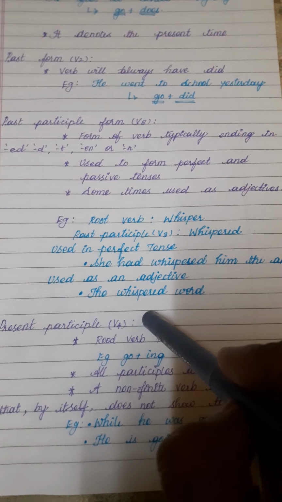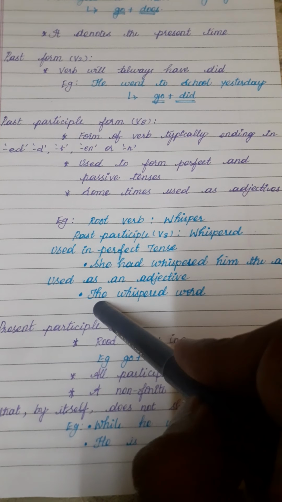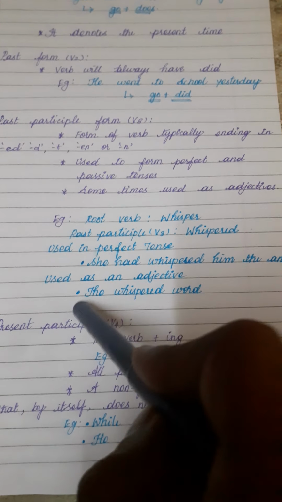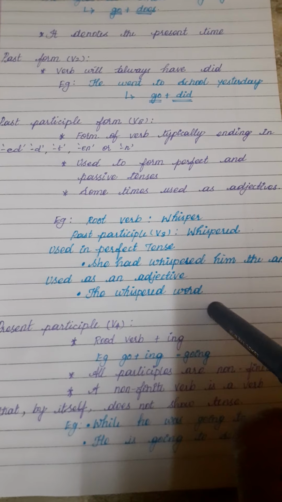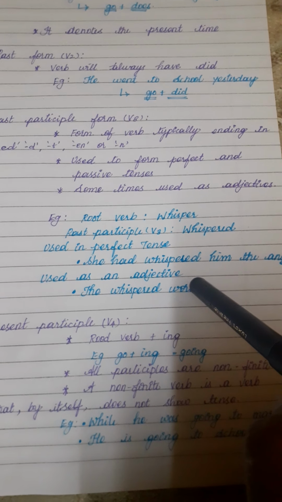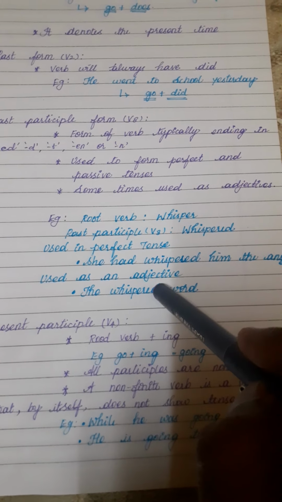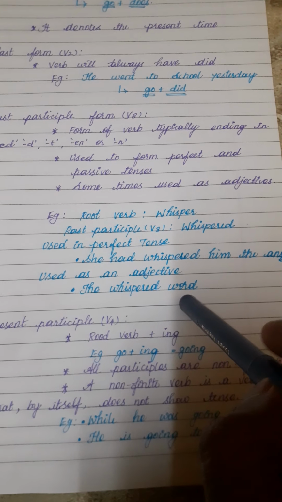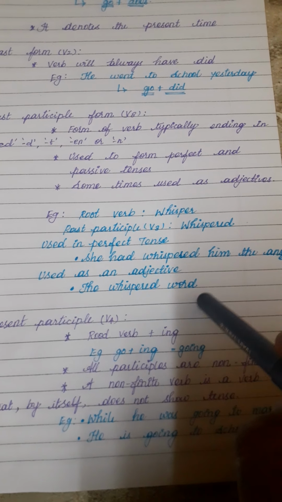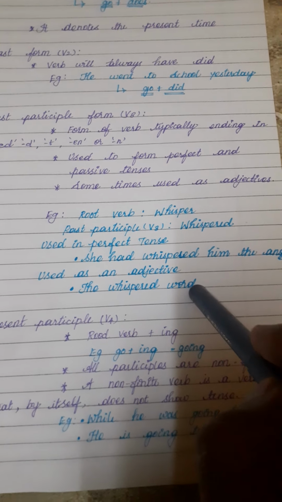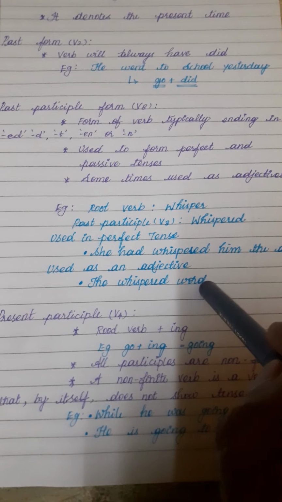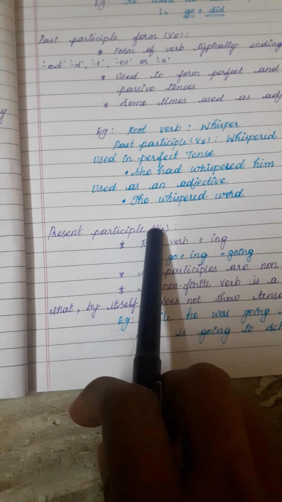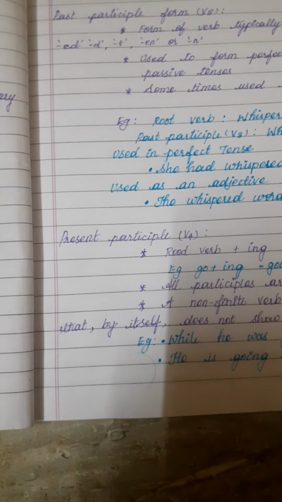Next, let us move to the adjective, the whispered word. In a sentence, you can use this as in "the whispered word." Here, whispered is used as an adjective. Whispered, that is the V3 form of the verb, is used as an adjective since it modifies the word. Understood? Next, let us move on to present participle, that is V4.